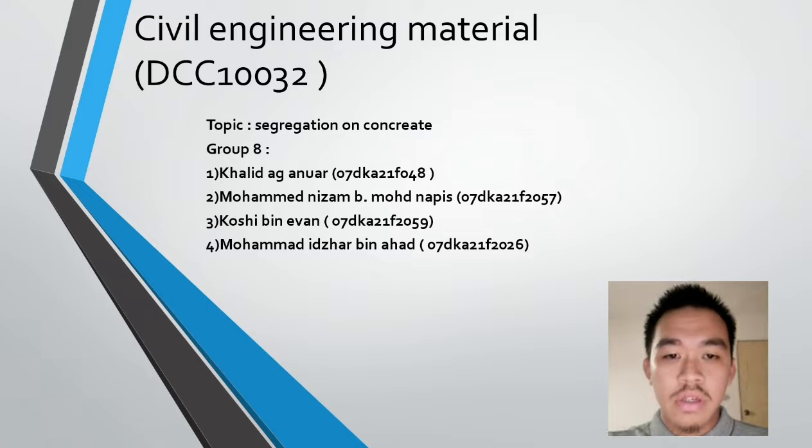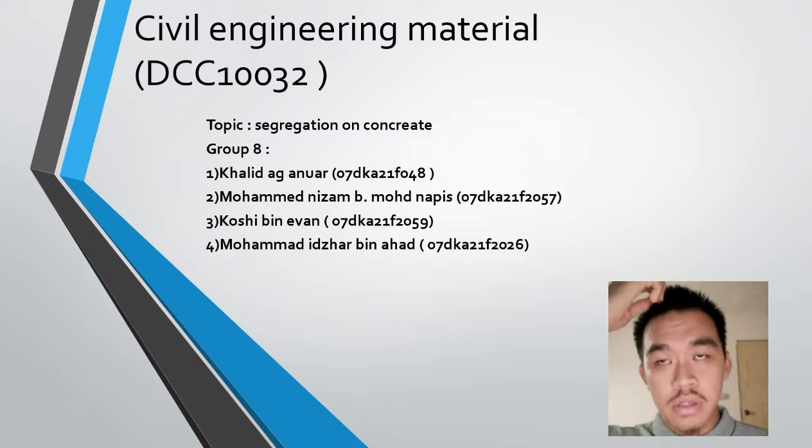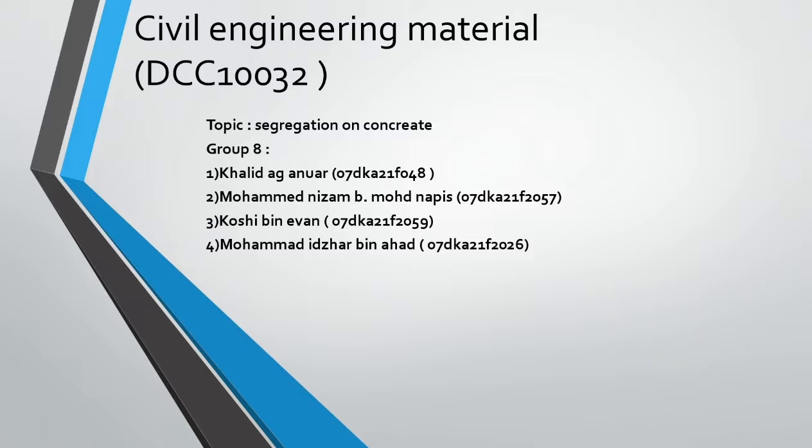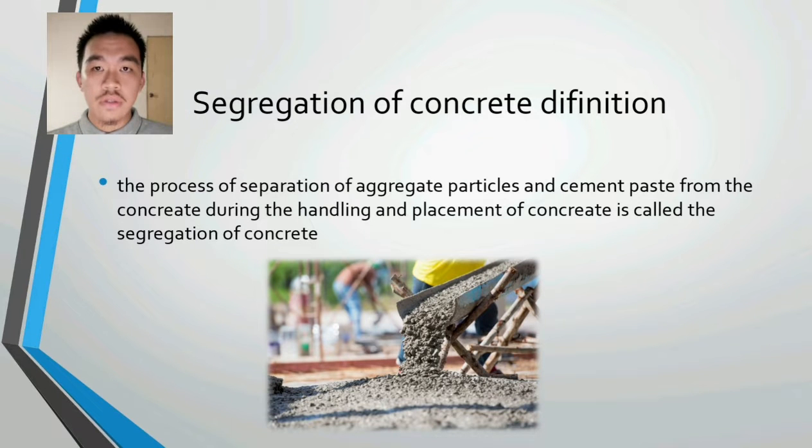Today we will present about the topic segregation of concrete. First, the definition of segregation of concrete. The process of separation of aggregate particles and cement paste from the concrete during the handling and placement of concrete is called the segregation of concrete.